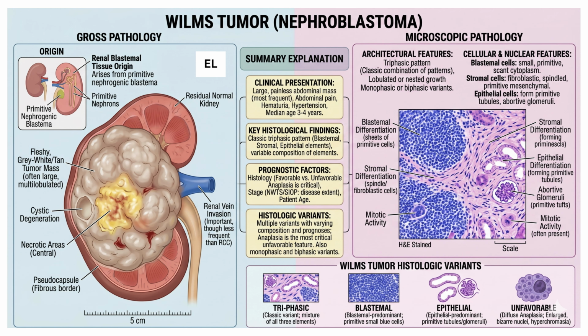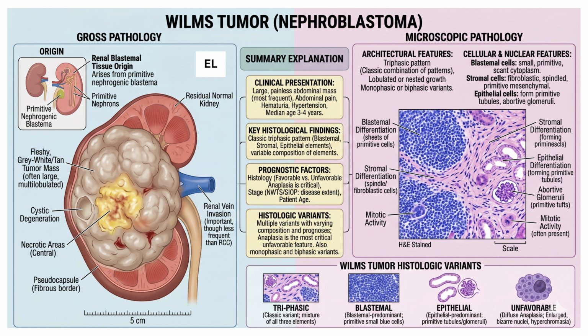The tumor is generally well circumscribed and surrounded by a pseudocapsule formed by compressed renal tissue and fibrous tissue. Despite this pseudocapsule, the tumor can invade adjacent structures and spread if untreated. On cut section, Wilms tumor commonly shows areas of hemorrhage, necrosis, and cystic degeneration. Central necrosis occurs because rapidly growing tumor tissue outgrows its blood supply. Cystic degeneration may develop due to tissue breakdown and fluid accumulation. Residual normal kidney tissue may still be visible at the periphery, especially in earlier stages.